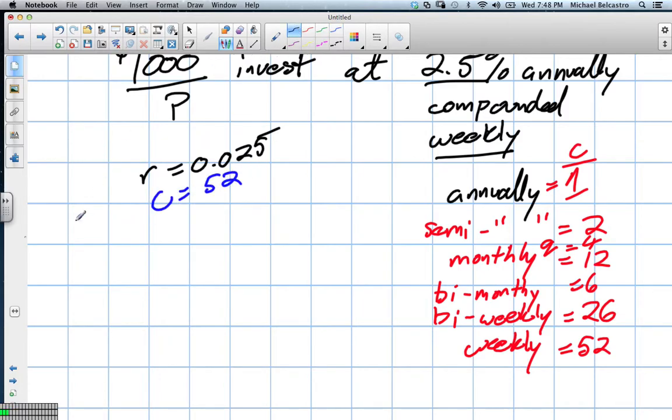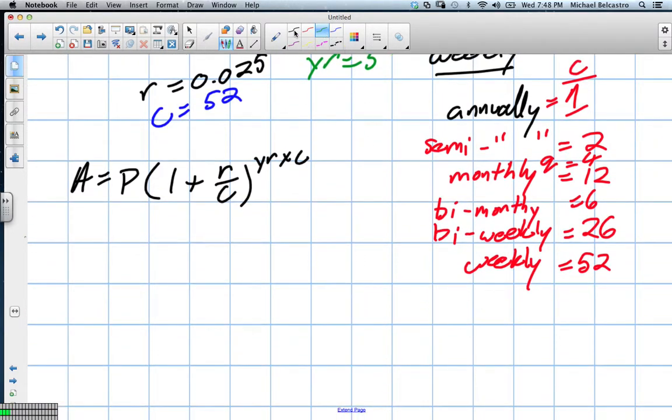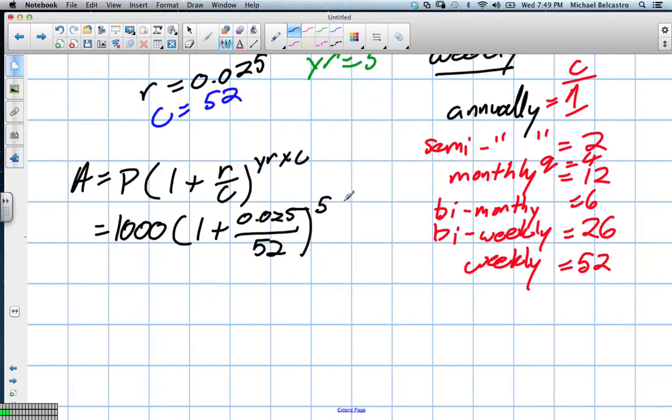Okay. So in terms of our formula, A is equal to P times 1 plus R over C, to the power of YR times C. And we're going to say he invests for 5 years. I forgot to write that in. 5 years. Well then our YR is equal to 5. Very simple when they tell us that. So we've got to figure out the total amount. P is 1,000. So we have $1,000 invested, 1 plus the interest rate, which is 0.025, divided by the compound period, which is 52. And then we have years, which is 5, times the compound period, which is 52.